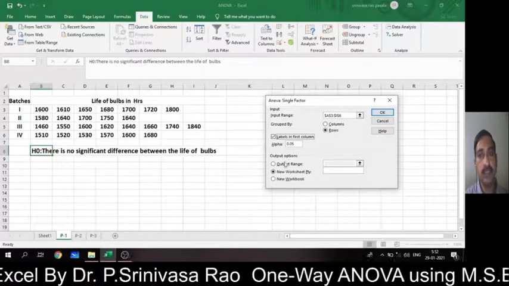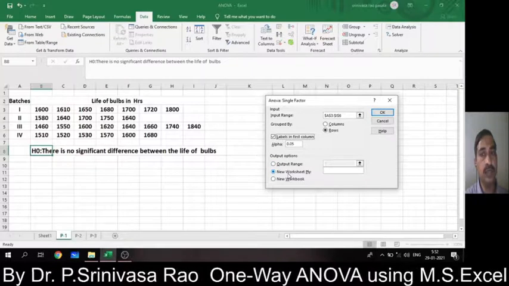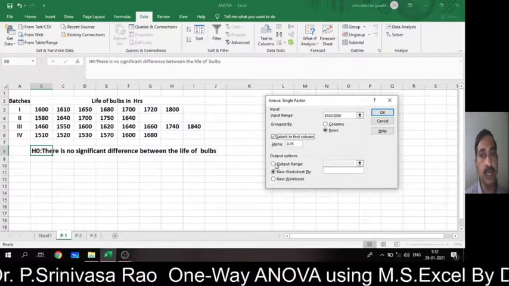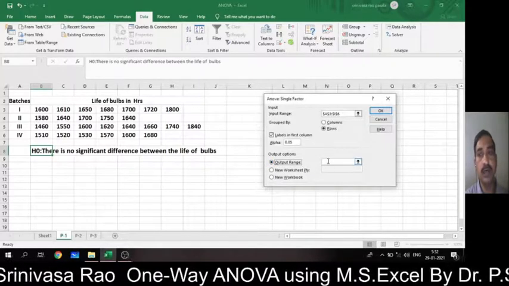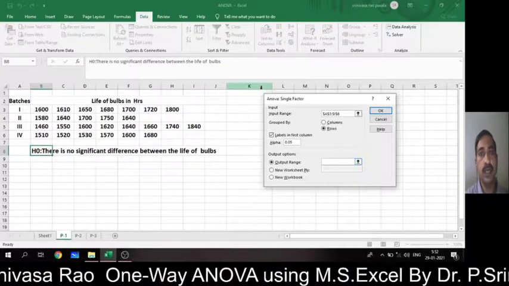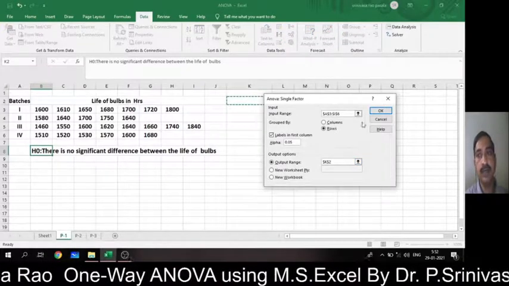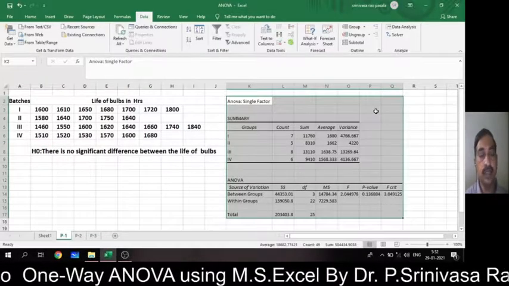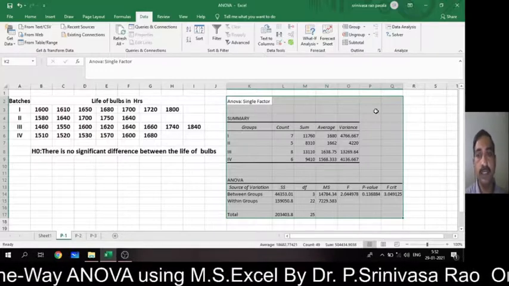The next step is it asks for the output range. Either you need a new worksheet or an output range within the worksheet. I need it within the worksheet, so I click Output Range and select a cell over here. Then click OK. So this is the output of one-way classification of ANOVA for this problem.